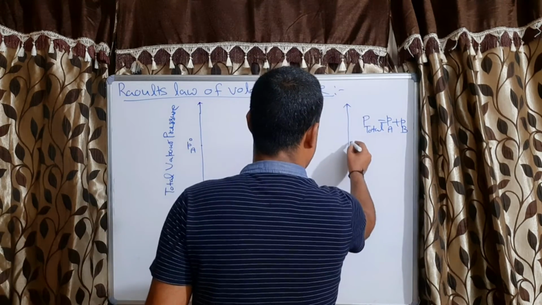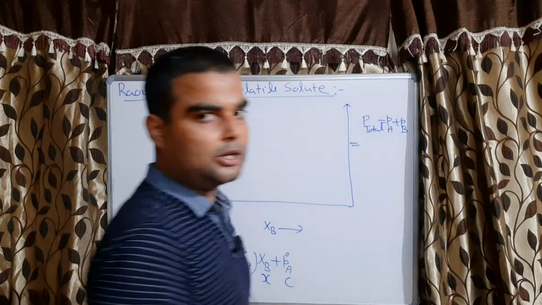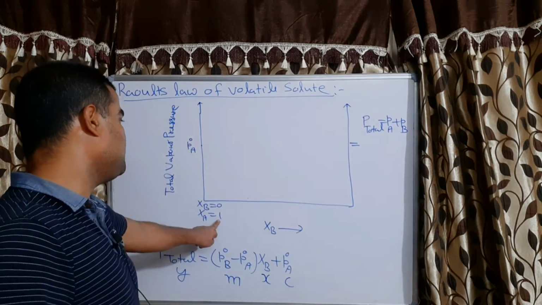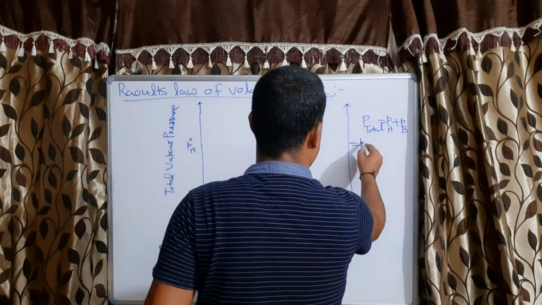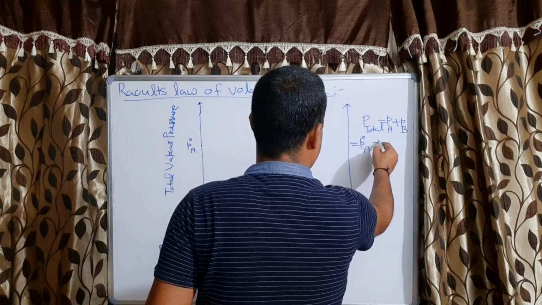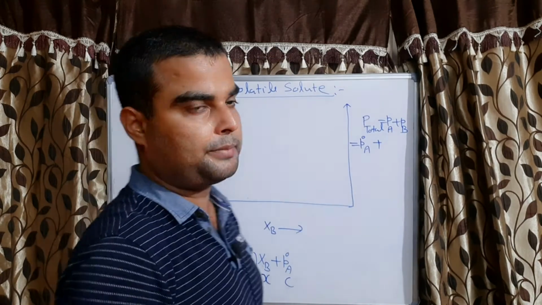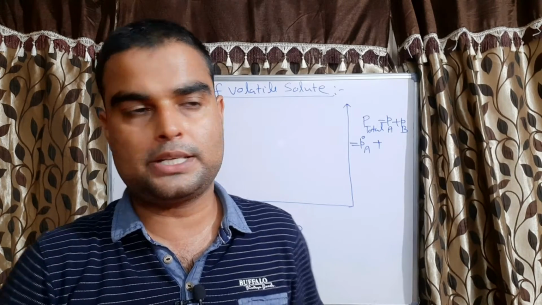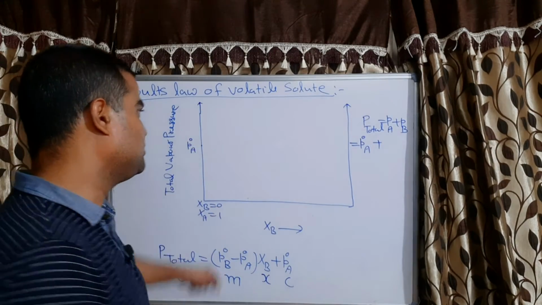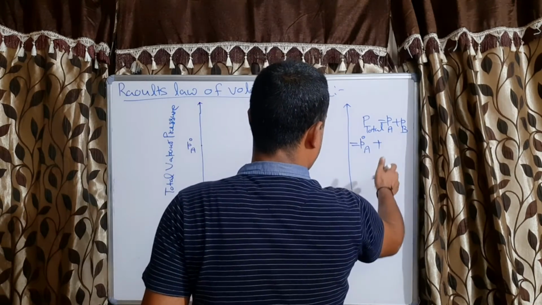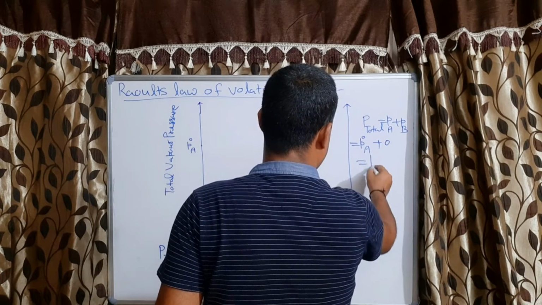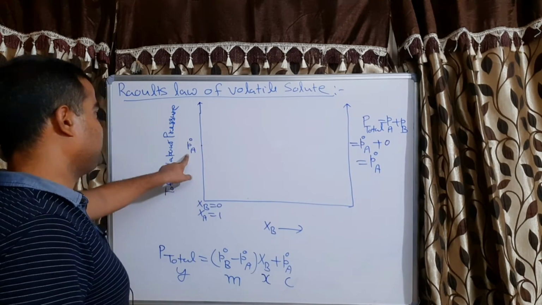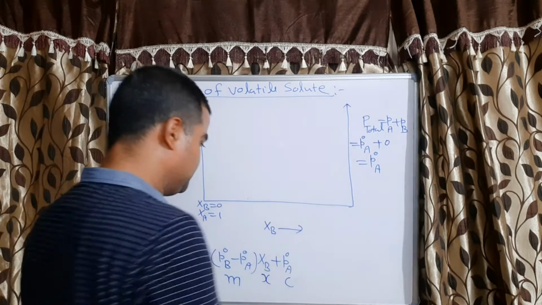Correct? So PA is equal to XA into P naught A. XA is equal to 1, so this will be P naught A plus PB. What is the vapor pressure of B? That is XB into the vapor pressure of B in pure state. But XB is 0, so 0 into P naught B will be equal to 0. So the total vapor pressure at this point will be equal to P naught A. Correct?